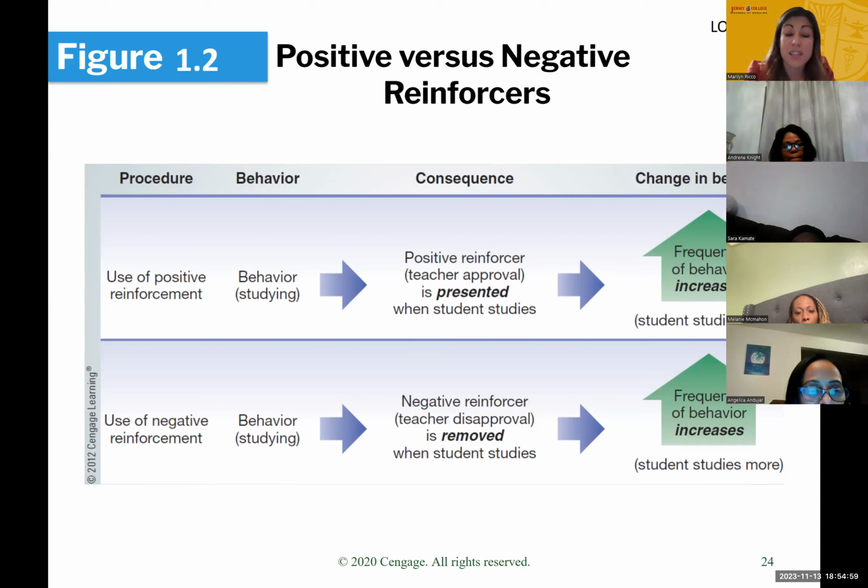If the teacher gives a disapproval, the disapproval is removed when the student studies. So the student's not studying, and the teacher's probably saying, "I don't understand why you just won't study," or "you don't pay attention." That's negative reinforcing. Eventually, they're going to remove that negative reinforcement, the disapproval, and the student will start to study because they want to get positive reinforcement from the teacher. They want to hear good things.